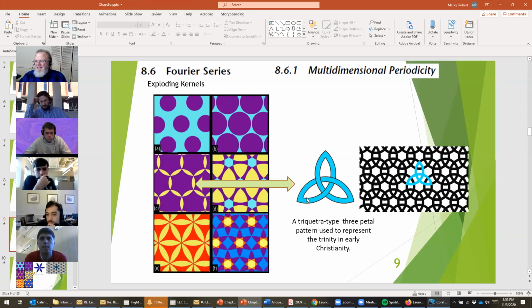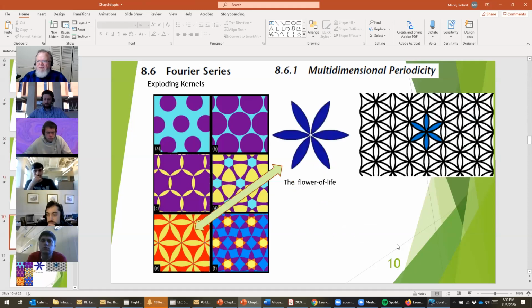So this is not expanding a circle. This is expanding a donut, if you will, that has kind of a thick skin. But if you expand it far enough, you get this so-called triquetra. And I believe it probably stood for the Trinity because you have 3 points on the petal. So I think that's interesting. Then you go further and you get something called the flower of life.